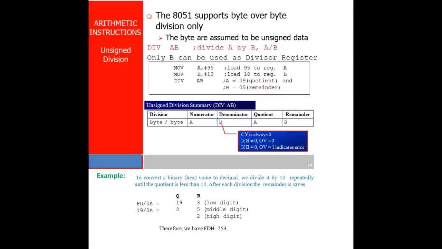And if B is equal to 0, then what will happen? It will indicate an error, reflecting the overflow flag as logic 1. Okay, so let us check this example.